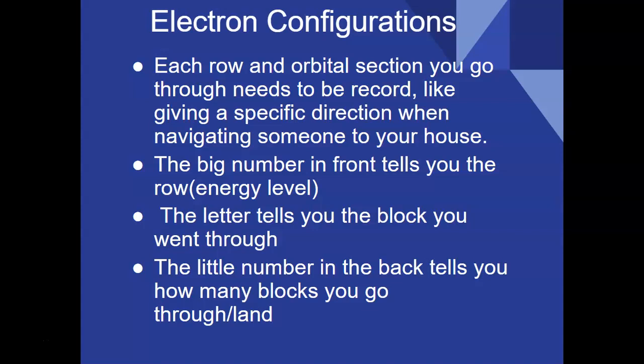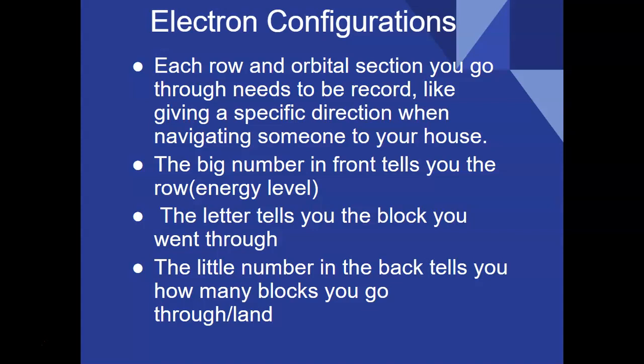The big number in the front will tell you the row it is in. Remember, those are periods. So if you have the number 3, it is in row 3. There are some exceptions we're going to talk about, but know that the big number is usually where you're looking. The letter tells you the block you went through. Remember, there are 4 blocks: S, P, D, and F. So that letter tells you you're going through that block.